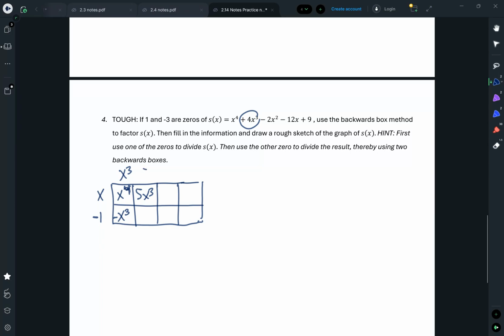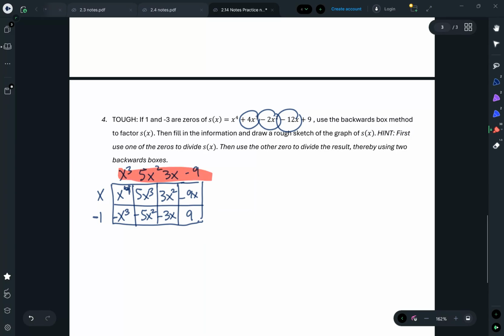So now I divide that out, 5x squared. So negative 5x squared. So now this needs to make negative 2x squared, so I have to have a positive 3x squared. So 3x, negative 3x, needs to make a negative 12, so negative 9x, negative 9, positive 9. So now that I've divided that out, now I'm looking at this one, and this is what I've got to divide. And I'm going to be dividing by x plus 3 this time.